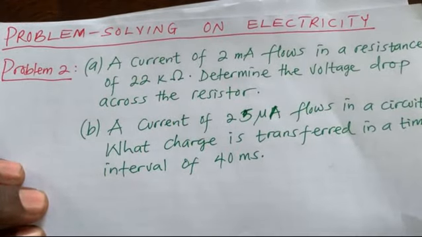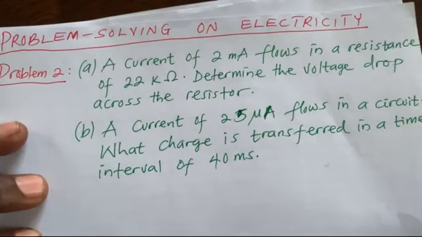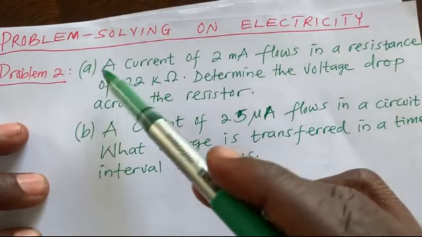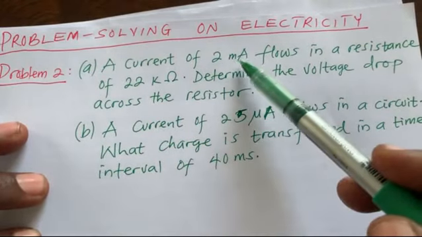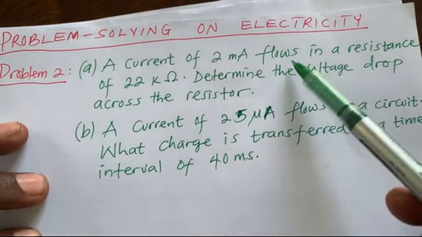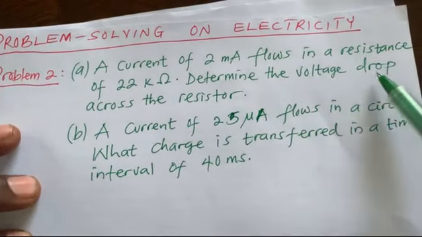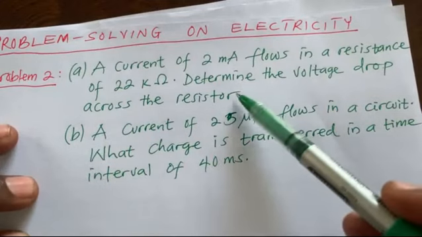Today we will be solving the second problem on electricity. Problem 2 has two parts, A and B. The A part says a current of 2 milliamperes flows in a resistance of 22 kilo ohm. Determine the voltage drop across the resistor.